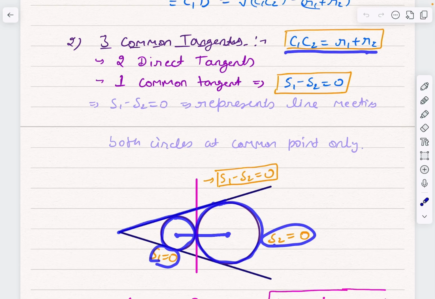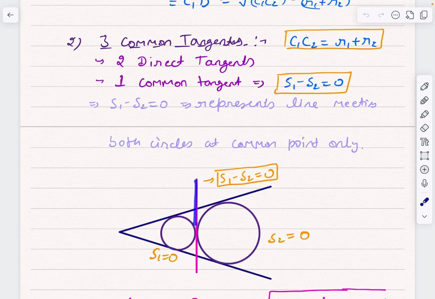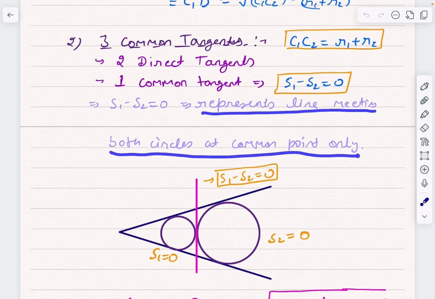In that case, there will be two direct tangents, which you can find using same way, like we discussed earlier. And there will be only one common tangent. That common tangent will be at the point where they touch each other. Where the circles touch each other, at that point we'll have a common tangent. How do you find that? It will just be S1 minus S2 equal to 0. Because when you do S1 minus S2 equal to 0, basically the x square, y square terms will get cancelled out. It will represent a line which will be meeting both the circles at common point only. There will be no other point where it will meet. So we can safely say it will be tangent at that point.